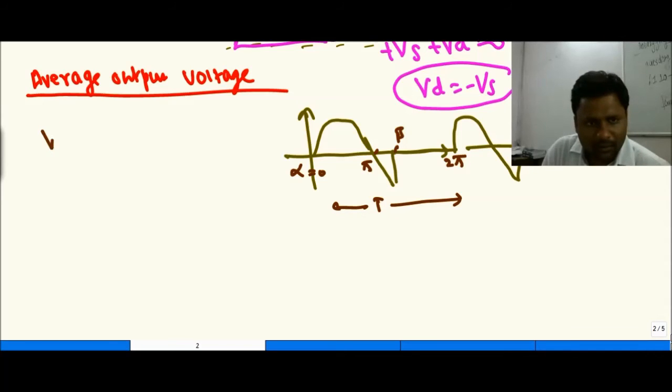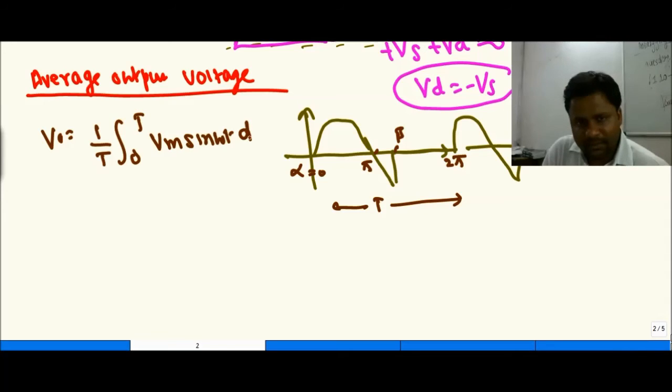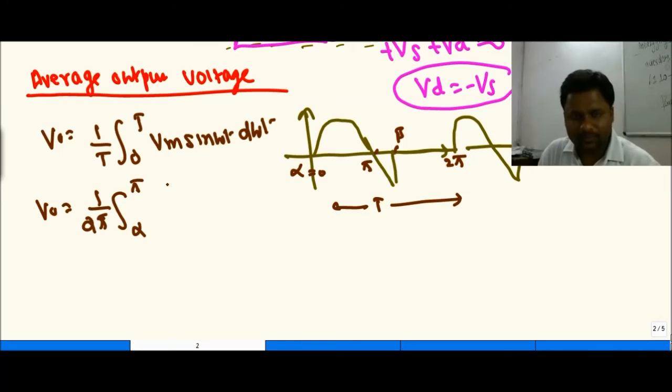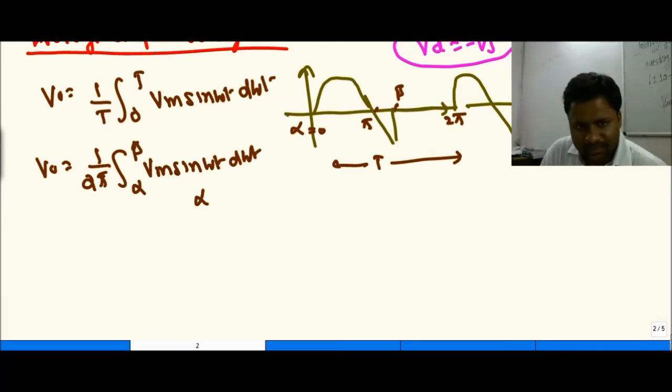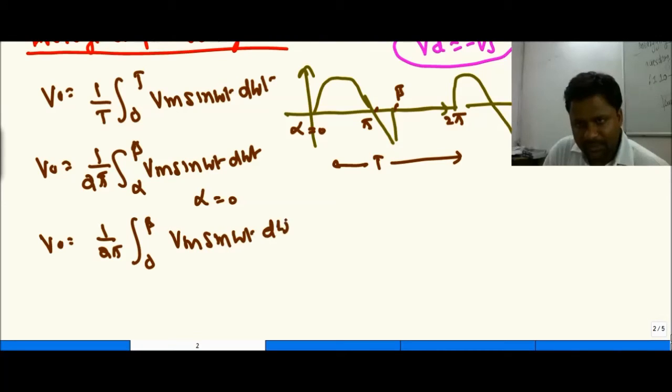So the output should be equal to 1 upon time period, integral 0 to T, Vm sin omega t d omega t. V naught equals 1 upon 2 pi, alpha to pi. Sorry, it should be alpha to beta, Vm sin omega t d omega t. Here alpha is 0, so V naught equals 1 upon 2 pi, 0 to beta, Vm sin omega t d omega t.